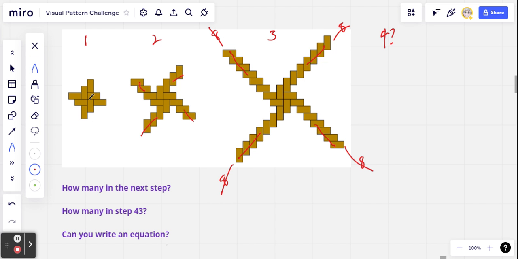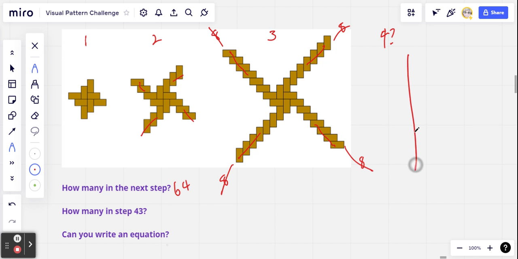What would that be? Let's see, there's the original 8, and then we added 8 more, so that was 16. And then we added 16 more, so that's 32. And then we're adding 4 times 8, 32 more. So that would be 64 for step 4.